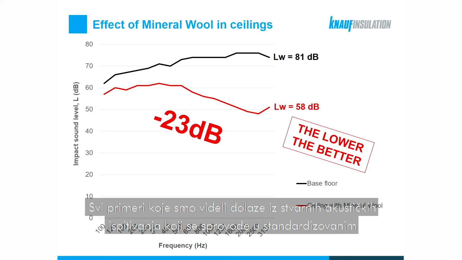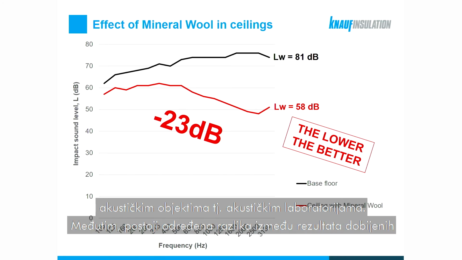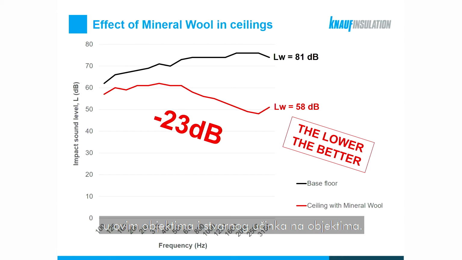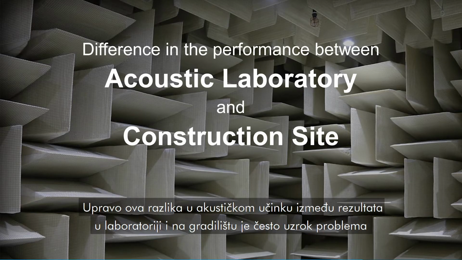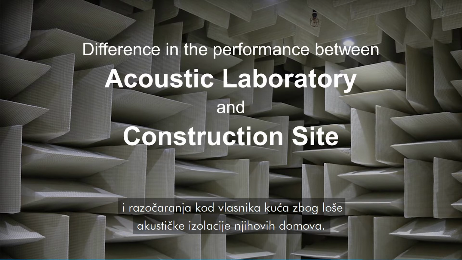So all these examples that we have just seen come from actual acoustic tests undertaken in standardized acoustic facilities, basically in acoustic laboratories. However, there is a difference between the results obtained in these facilities and the real-life performance in buildings. And this difference in the acoustic performance between the acoustic laboratory and the construction site is often the cause of problems and disappointment with poor acoustic insulation from the homeowner's side.